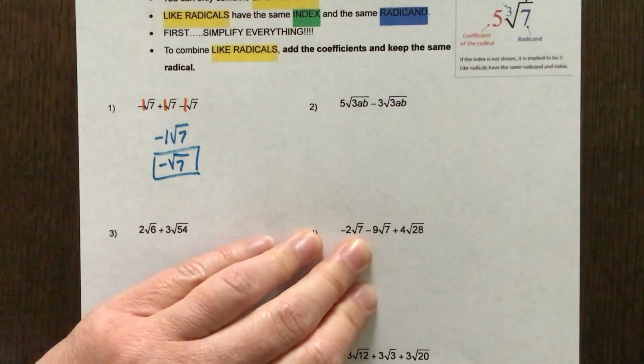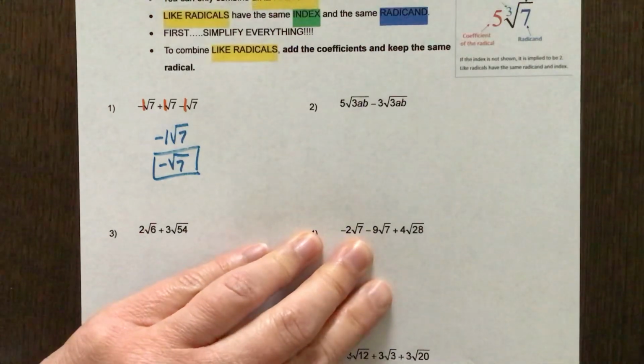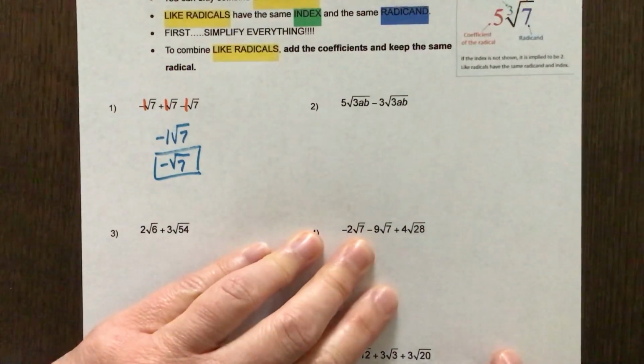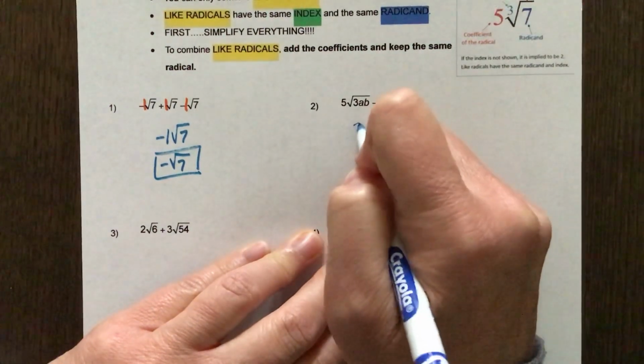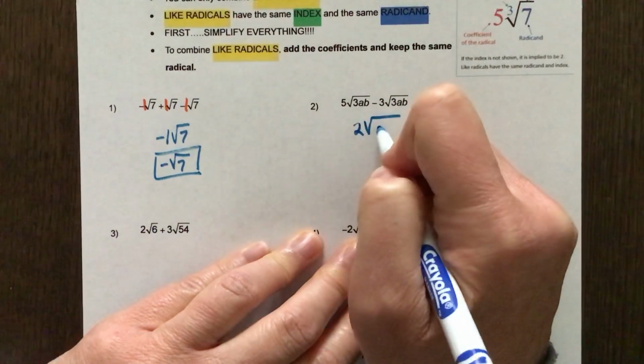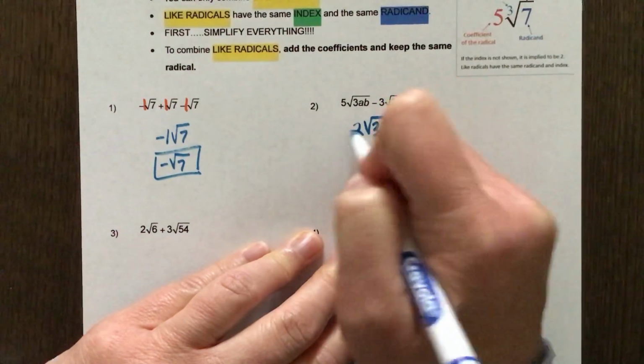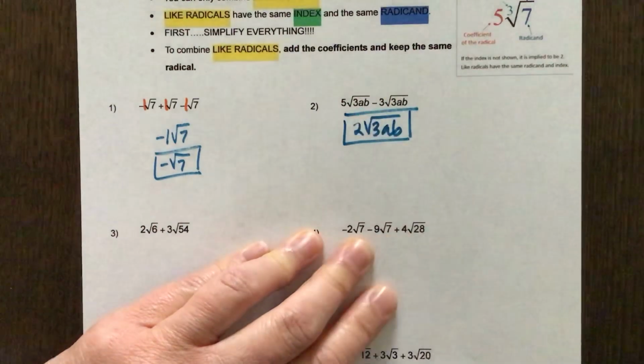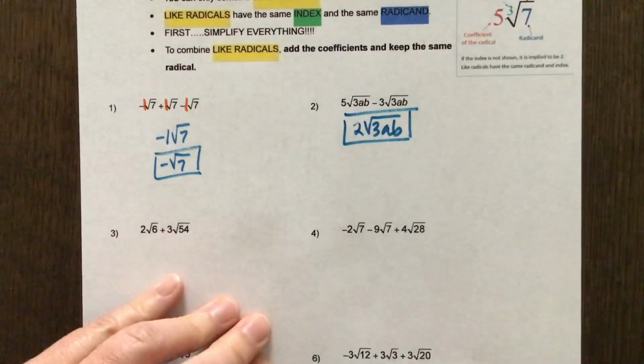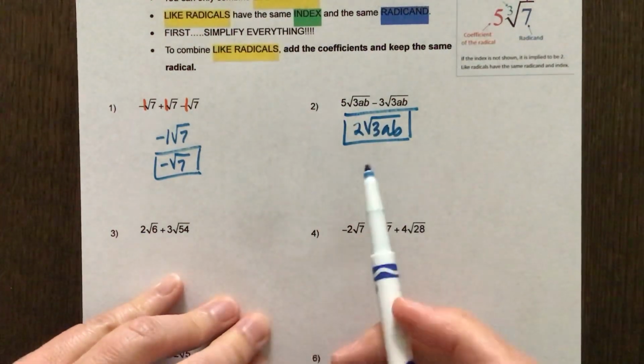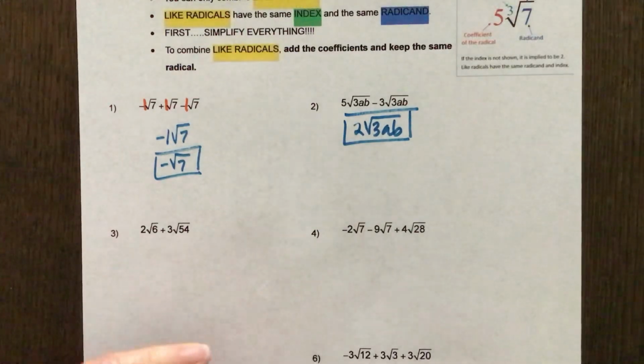So I've got 5 times the square root of 3ab minus 3 times the square root of 3ab, which simply gives me 2 times the square root of 3ab. It's as simple as that. So if your index and your radicand match, we can just combine them.